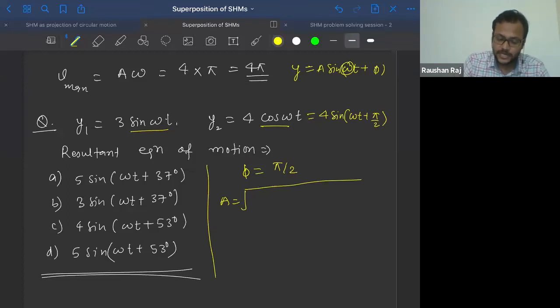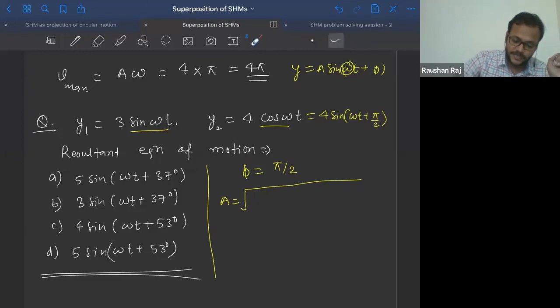The amplitude of the simple harmonic motion having the lesser phase. Which is having the lesser phase? This is having omega t plus pi by 2. This is having only pi by 2. So which is the A1 value? 3. This value is A1.